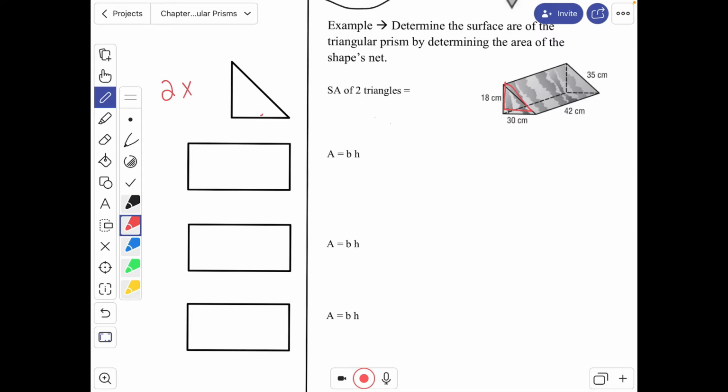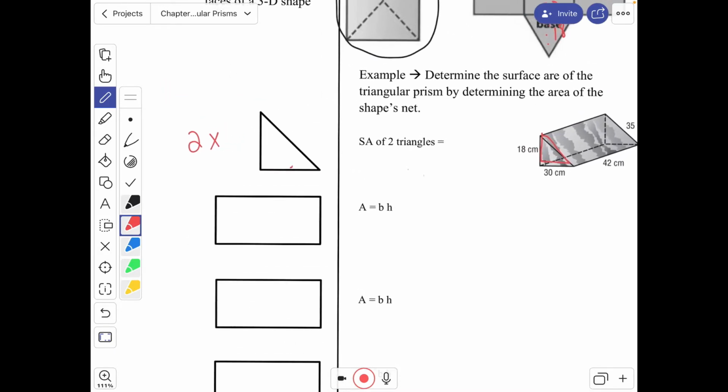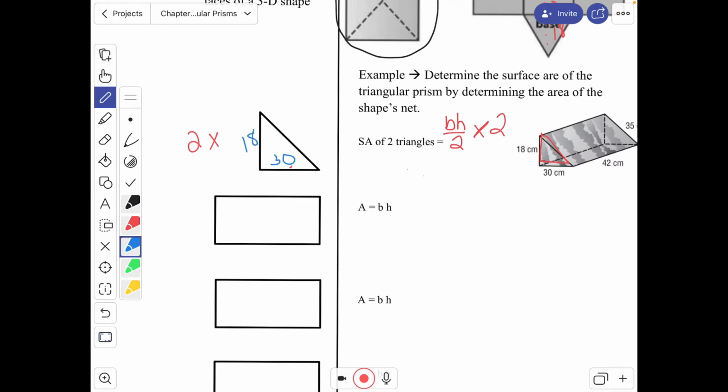So let's start with our formula for triangles. The formula for area of a triangle is base times the height divided by 2. And since we have 2 of them, we're also going to multiply by 2. The base of the triangle is 30 and the height is 18. So this is going to be 30 times 18 divided by 2 times 2.